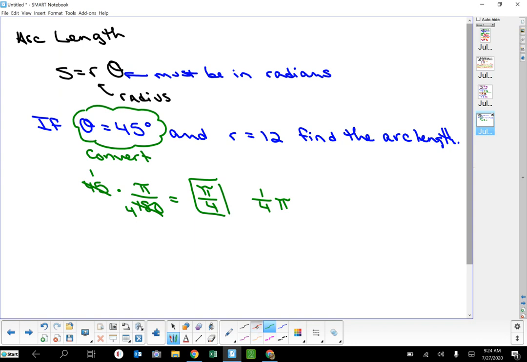So now I have S equals R theta. Well, we know that R is 12. Theta is pi over 4. 4 goes into 12 3 times. And so this is 3 pi. And you would leave that as your answer. You're going to leave your pi in your answer.